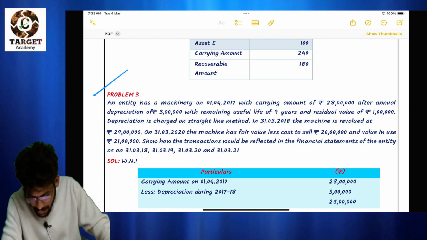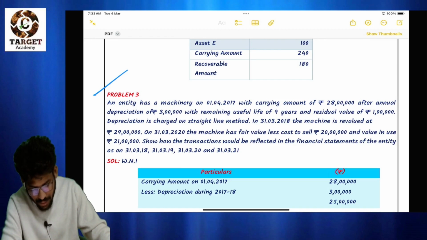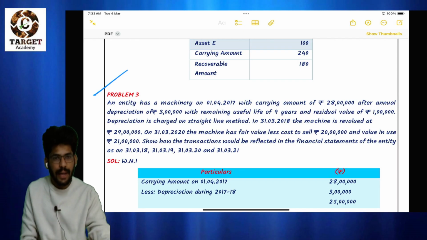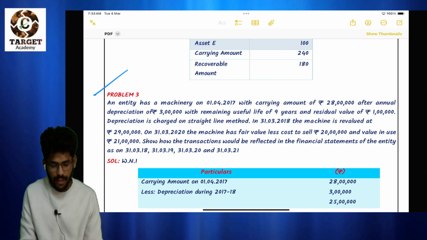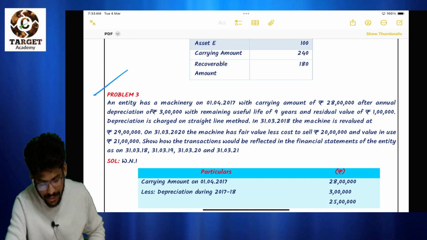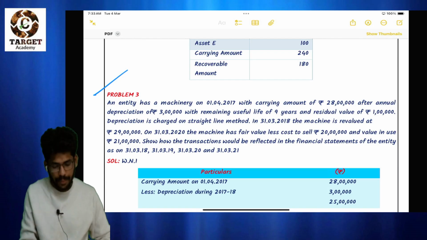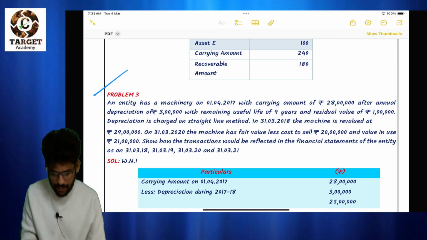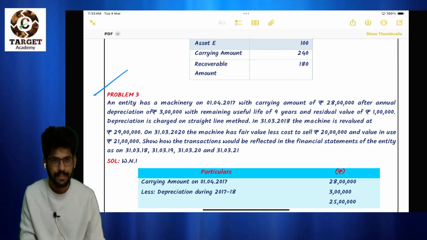An entity has a machinery on 1/4/2017 with carrying amount of rupees 28 lakhs after annual depreciation of rupees 3 lakhs, with a remaining useful life of 9 years and residual value of 1 lakh. Simple, sir. With carrying amount, which means it was not purchased in the current year, it was purchased in a previous year. We don't know when we purchased it, but as of now the carrying amount of the asset is 28 lakhs after annual depreciation of 3 lakhs.